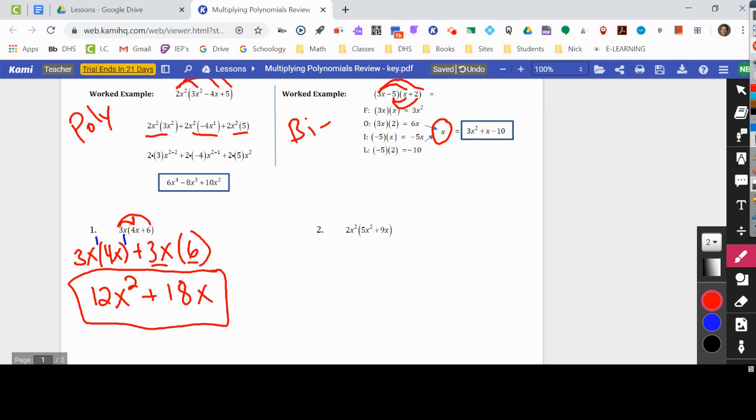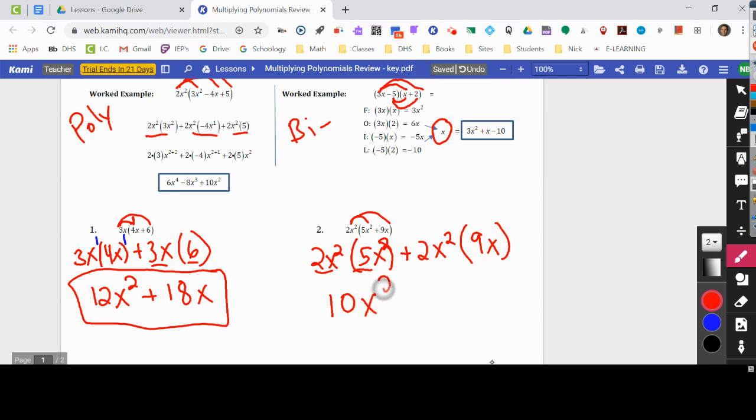All right, example 2. I have a monomial times a binomial, so this is just multiplying polynomials here. So we have 2x squared times 5x squared, and then we have that positive 2x squared times 9x, or 9x to the first. So when we multiply here, we multiply the big, so 2 times 5 gives me 10, and I add up my littles, so x to the second power.